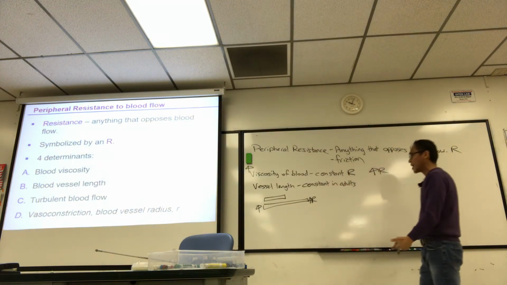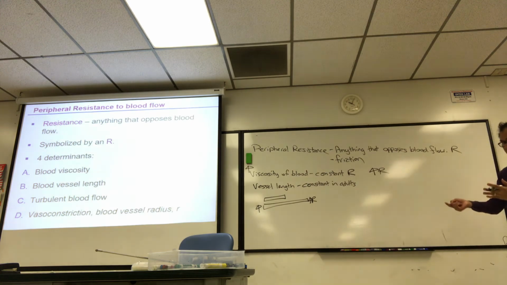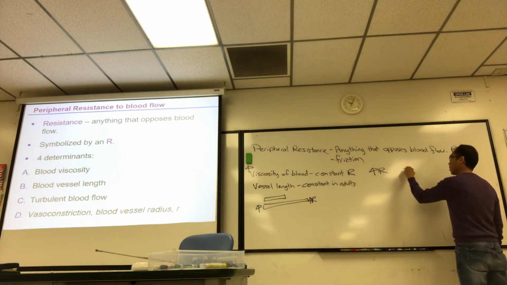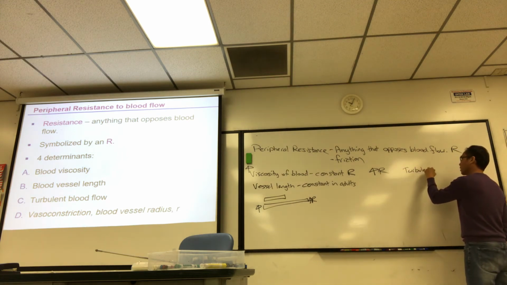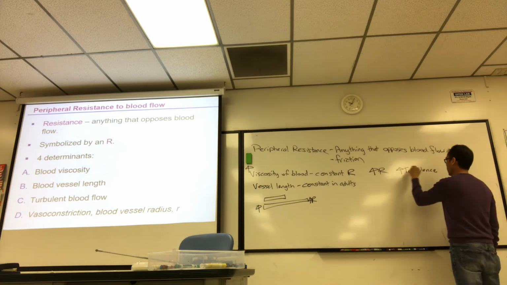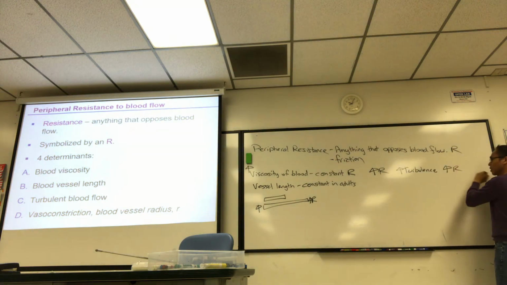Maybe if you put on massive amounts of weight, you have to make new blood vessels for all of those added pounds. That might increase resistance, but generally speaking, constant again. Turbulent blood flow. Turbulence. If you increase turbulence, you increase the resistance for blood to flow.